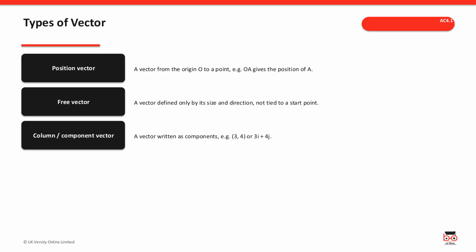A position vector runs from the origin O to a point, so OA gives you the position of the point A. A free vector is defined purely by its size and direction, not pinned to any starting place. And a column or component vector is written out in components such as (3, 4), or equivalently 3i plus 4j.